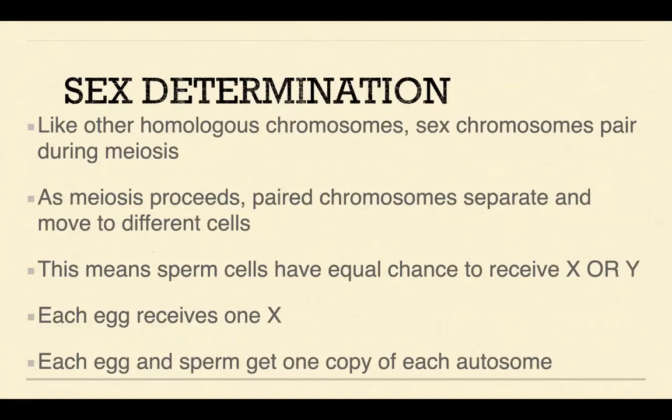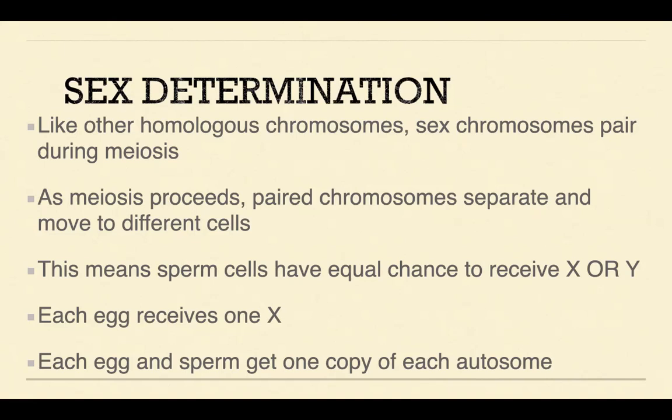Like other homologous chromosomes, the sex chromosomes pair during meiosis. As meiosis proceeds, the paired chromosomes separate and move to different cells. This means that the sperm cells have an equal chance of receiving either an X or a Y, while for egg formation, because females are XX, all of the eggs are going to get an X.